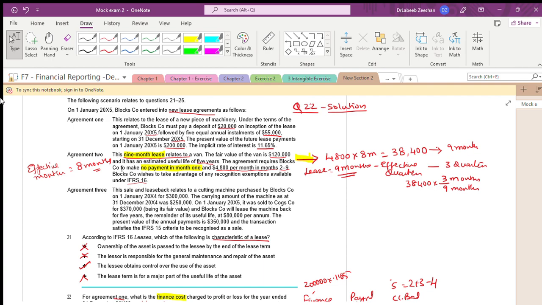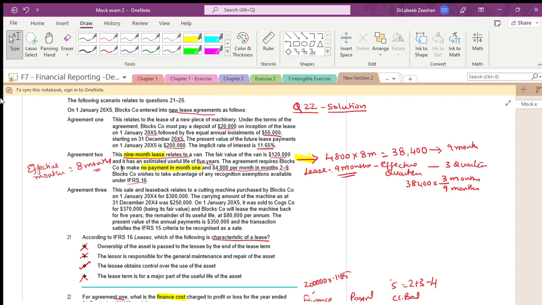The same concept you have to apply here. They say that the lease payment is 4,800 for 9 months. They are giving you 1 month free. Now, when they give 1 month free, 38,400. Remember this. This question is repeated, I think, the 3rd or 4th time. 38,400. This is for 8 months we are paying. This is a 9-month lease.